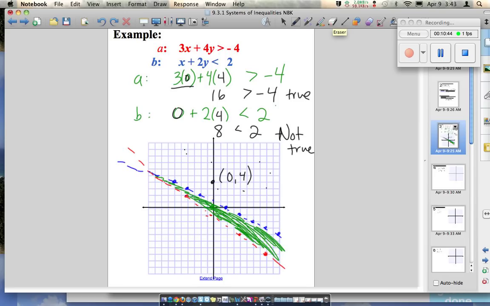I got lucky testing (0, 0), and I found my solution region. With 2 lines, you'll only have one region. But when you have quadratics, we're going to have to test for multiple regions. And you'll see that in the next video or worksheet you do in class.